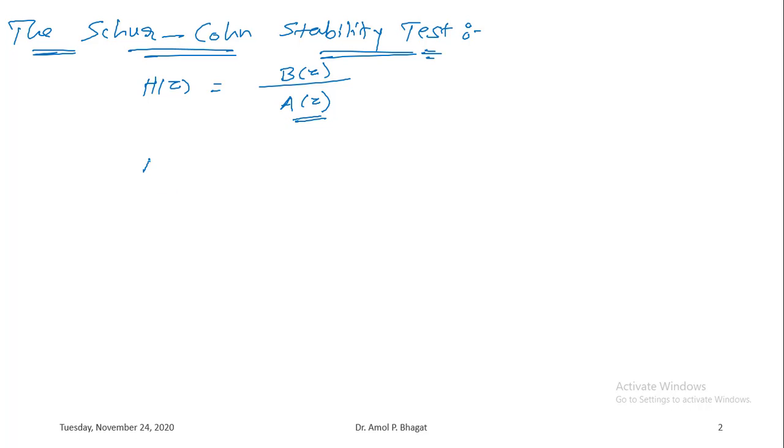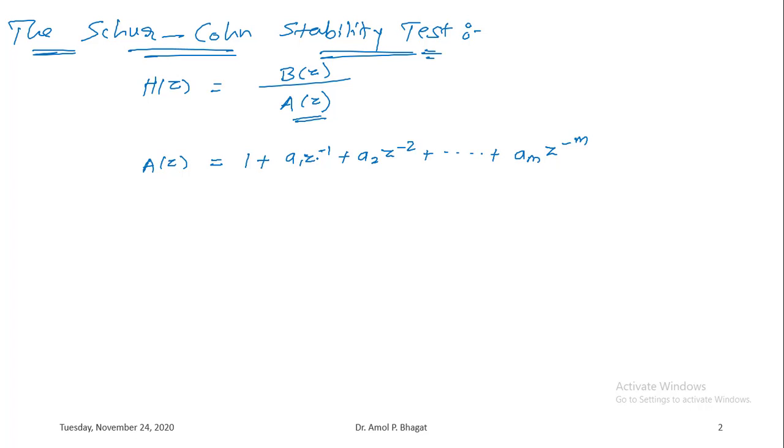So for example, a of z is an mth order polynomial, right? It can be indicated as, just for example, a of z is equal to 1 plus a1 z inverse plus a2 z to the power minus 2, plus and so on, plus am z to the power minus m. Okay, so it is the mth degree polynomial or mth order polynomial. So it will have m roots, and those will be nothing but the m poles of this system.